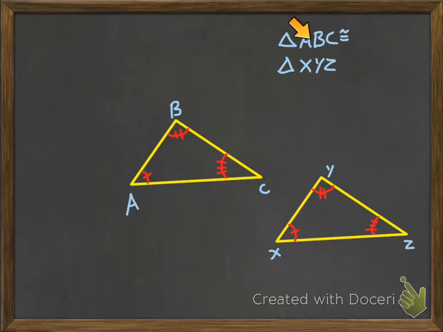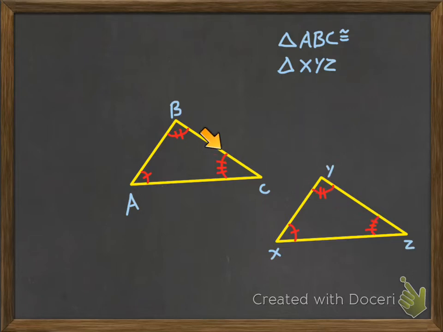And this is the correspondence. So remember, this is our map. If we're thinking about transformations, this is how all of the points are getting mapped from one place to another. So point A is getting mapped to point X, point B is getting mapped to point Y, and point C is getting mapped to point Z. And this shows us which parts are congruent. So we have, for example, the three congruent angles. Angle A is congruent to angle X, angle B is congruent to angle Y, and angle C is congruent to angle Z.